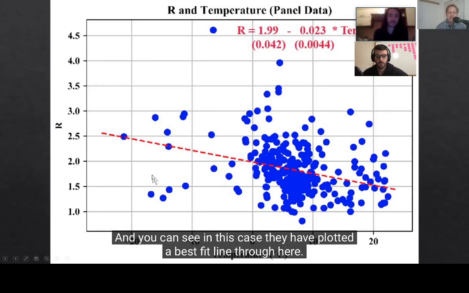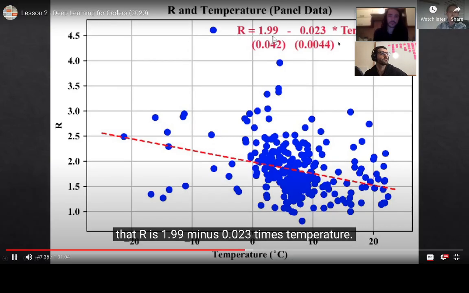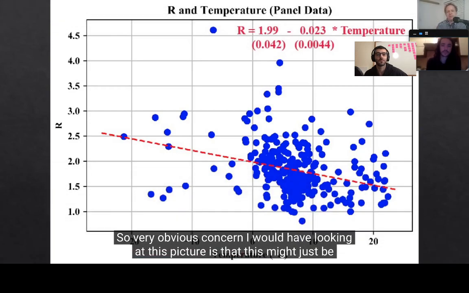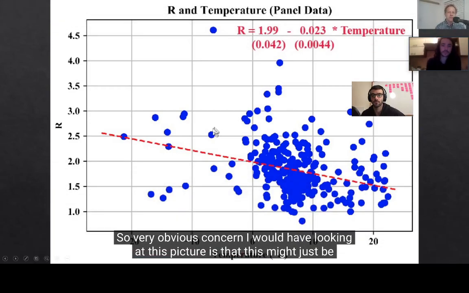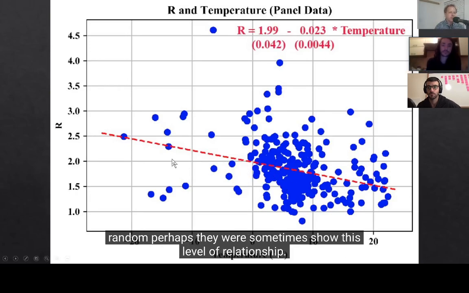And you can see in this case, they have plotted a best fit line through here. And then they've made a claim that there's some particular relationship in terms of a formula, that R is 1.99 minus 0.023 times temperature. So a very obvious concern I would have looking at this picture is that this might just be random. Maybe there's no relationship at all, but if you picked 100 cities at random, perhaps they would sometimes show this level of relationship.